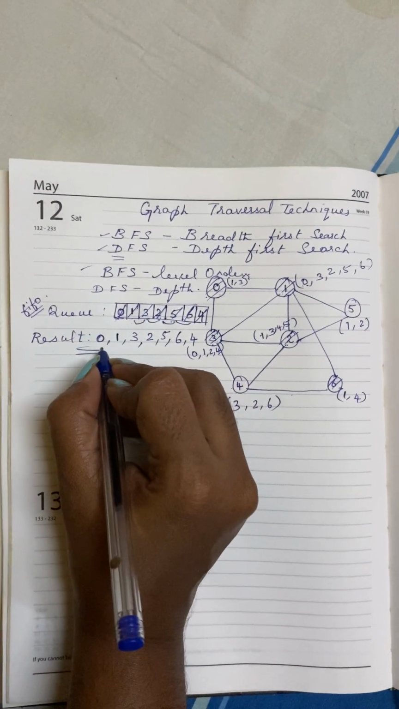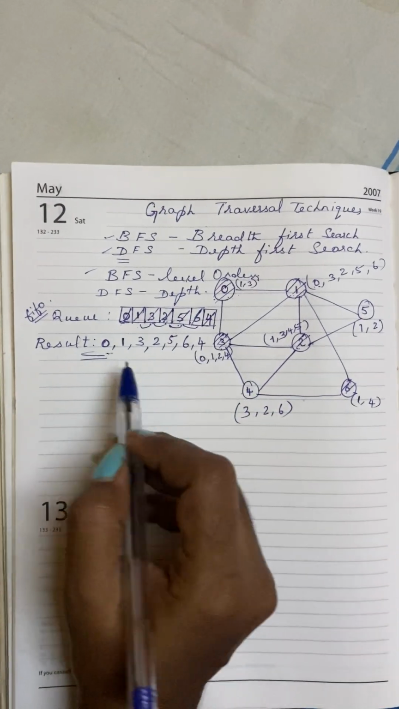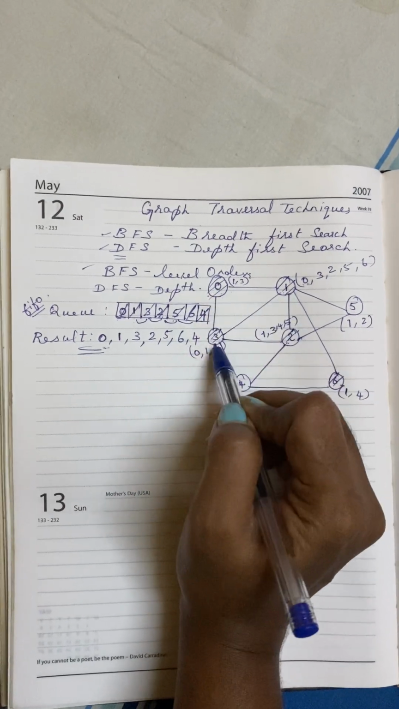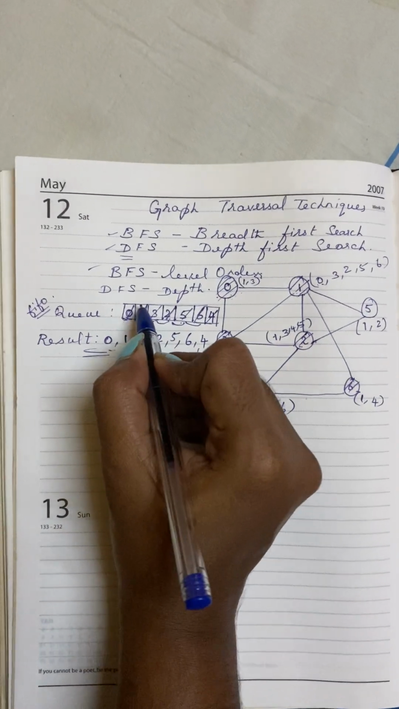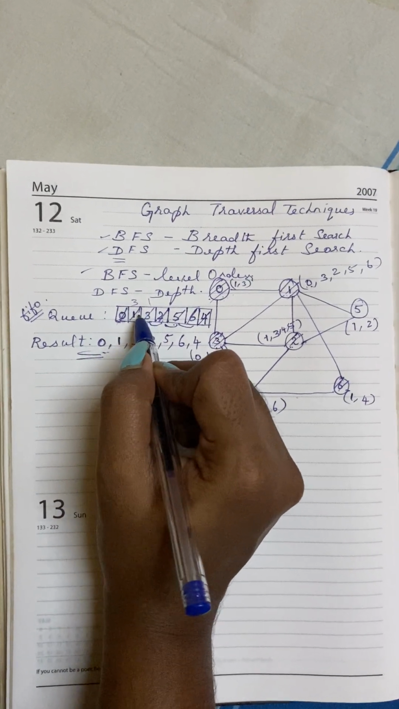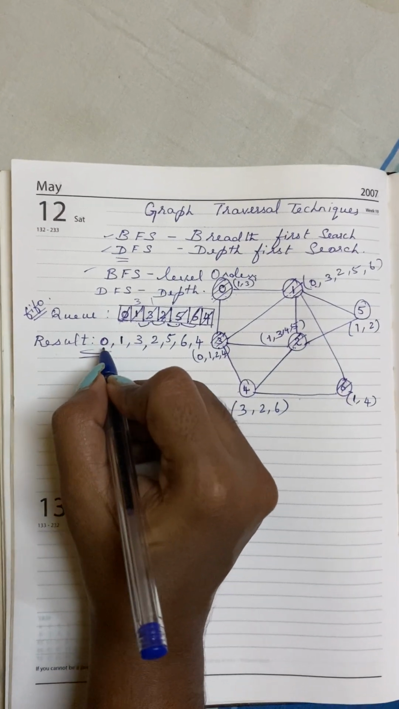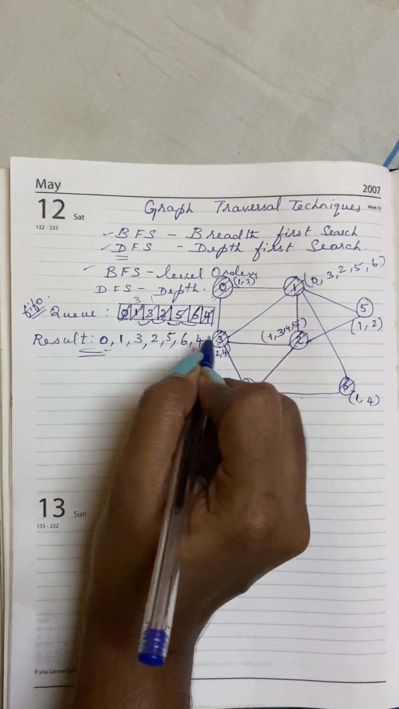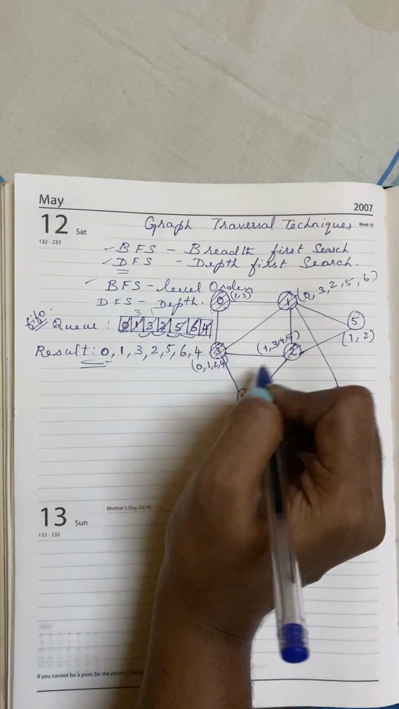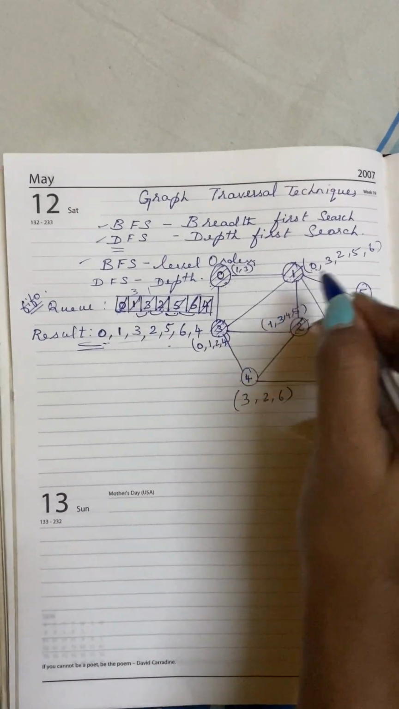But this is not the only result which you are going to obtain. The results can even differ. See, for example, I said either you can insert 1 or 3 here. Suppose in the queue you have inserted 3 and then 1. So what would have happened here? Next, from 3 you are going to visit. So here we will have 0, 3, 1. The results may vary, depending on how you choose your root node and the adjacent elements. This is one of the results of BFS for this particular graph.